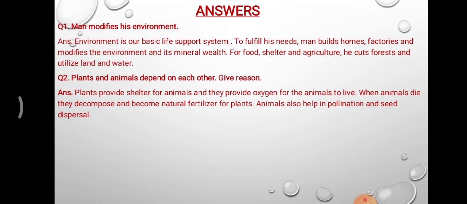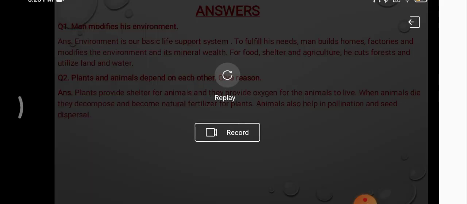Answer: plants provide shelter for animals and they provide oxygen for the animals to live. When animals die, they decompose and become natural fertilizer for plants. Animals also help in pollination and seed dispersal.